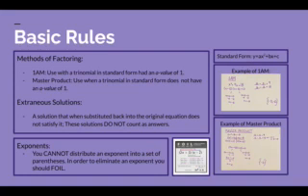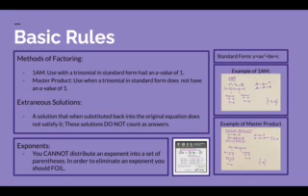Starting with methods of factoring, one method that we use is 1am. With 1am, we're looking for a trinomial that is in standard form, meaning it's in y equals ax squared plus bx plus c form, and it has an a value of 1. With 1am, we're looking for two values that add up to equal the b value and multiply to equal the c value.